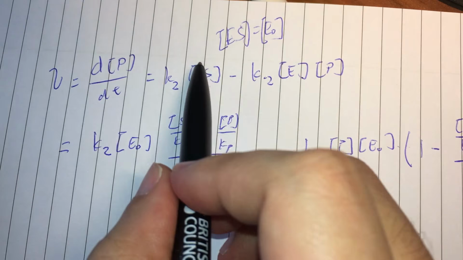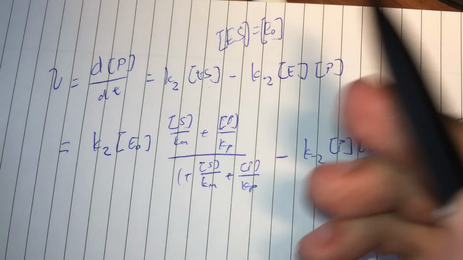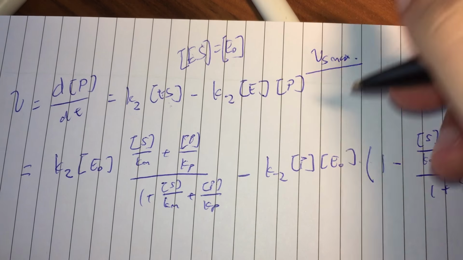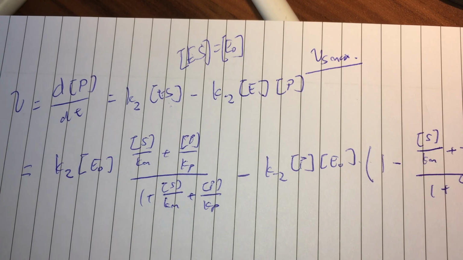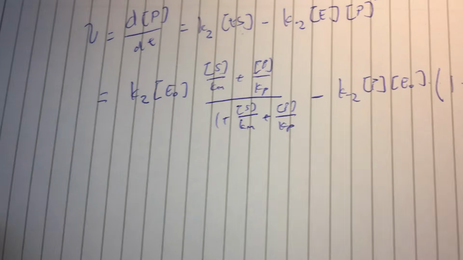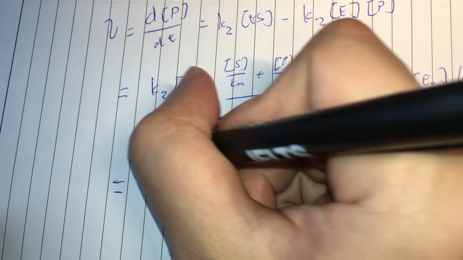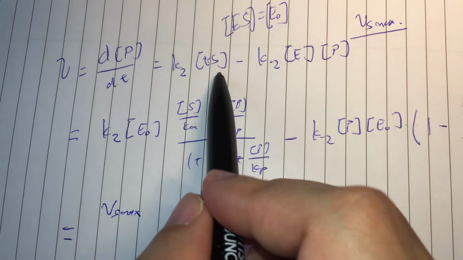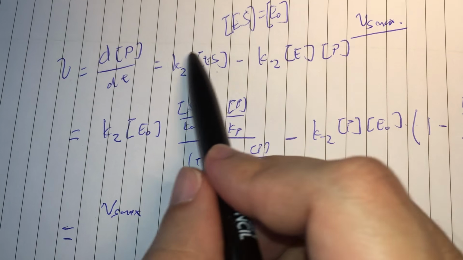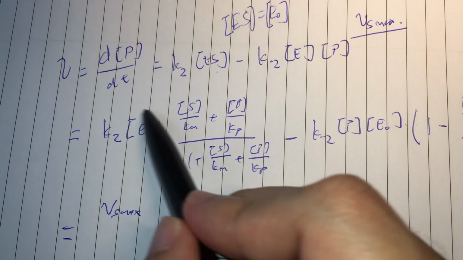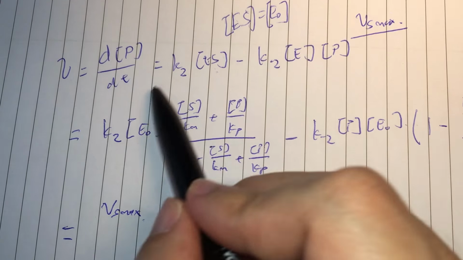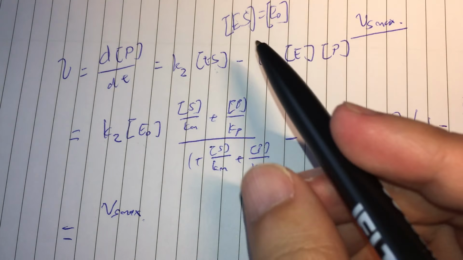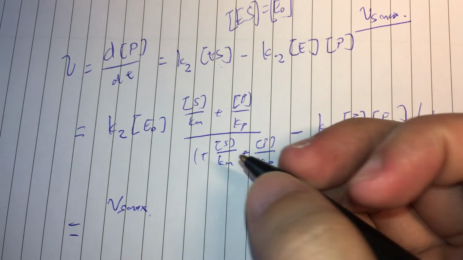So this rate here will become maximum. Let's just call that Vs max, because that's the rate of reaction of the substrate at its maximum, which is K2 into E naught. So when ES equals E naught, this whole term will equal this term, that is the Vs max, the maximum rate of the conversion of the substrate to product.